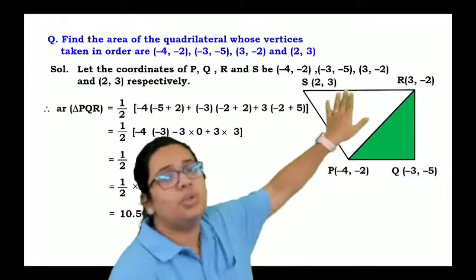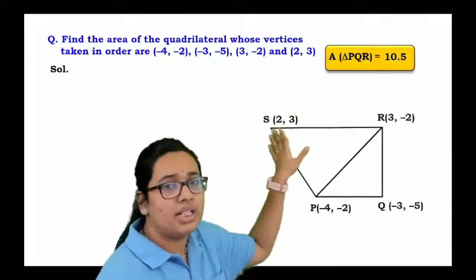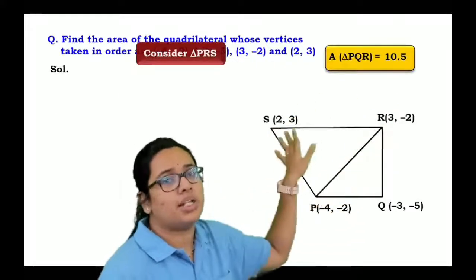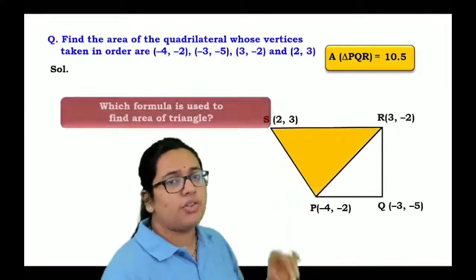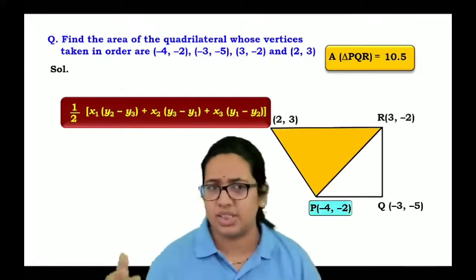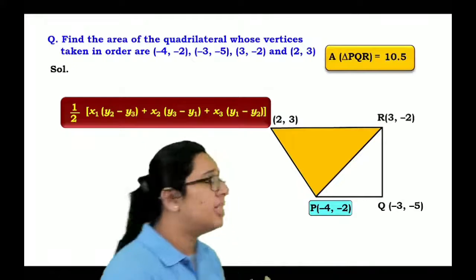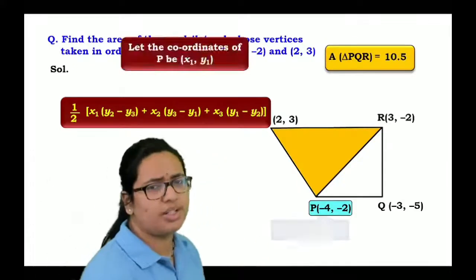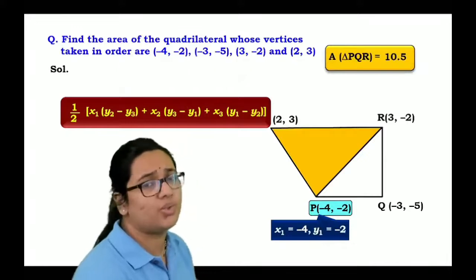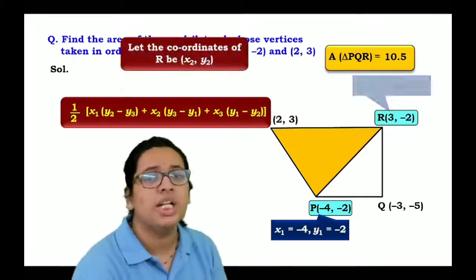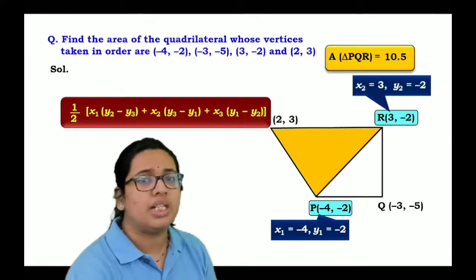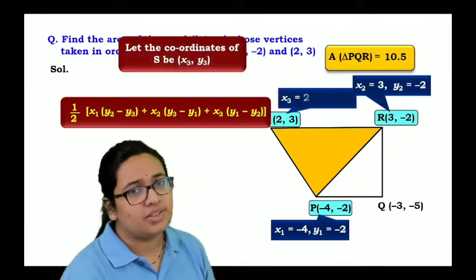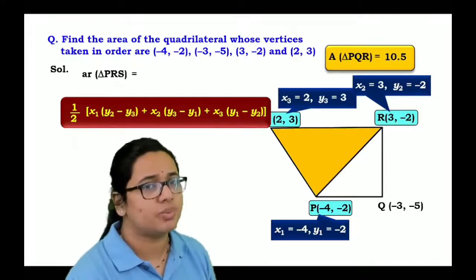Okay, then we'll get back to the area of PRS. Area of PRS. Again, we just have to use the same formula. So before that, we just note that the values of x1, y1 will be -4, -2, x2, y2 will be 3 and -2, and x3, y3 will be 2 and 3 respectively.